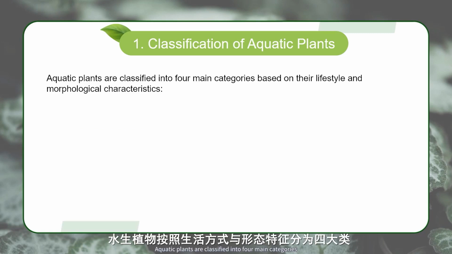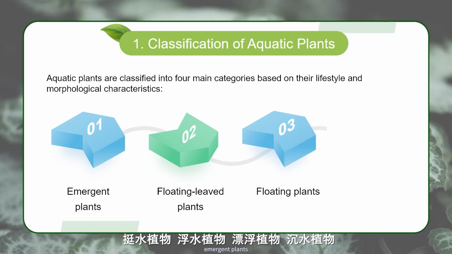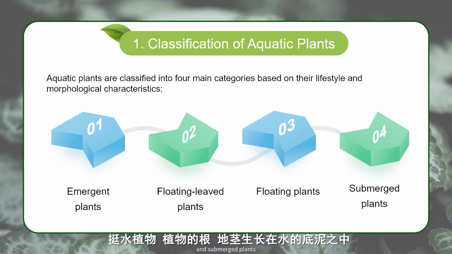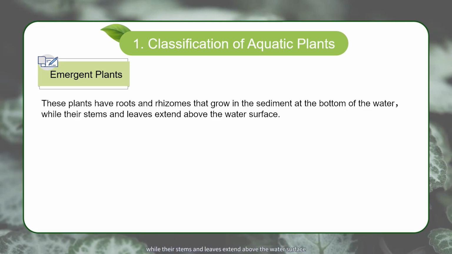Aquatic plants are classified into 4 main categories based on their lifestyle and morphological characteristics: emergent plants, floating-leaved plants, floating plants, and submerged plants. Emergent plants. These plants have roots and rhizomes that grow in the sediment at the bottom of the water, while their stems and leaves extend above the water surface.